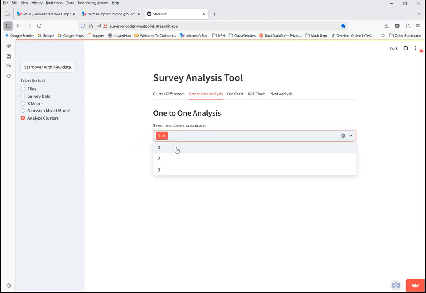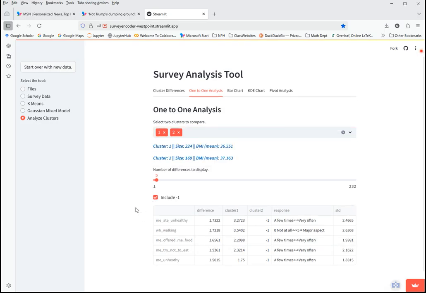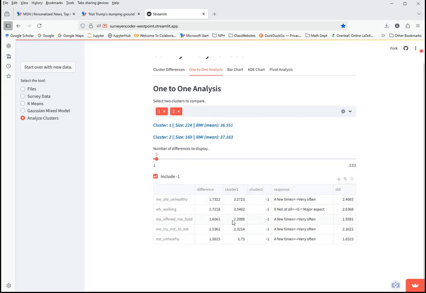What if you want to know the difference between 0 and 2? You could look at that and you could see a whole bunch of negative ones, right? So again, that's going to be pretty much the big difference between some of these clusters. But if you take out the -1, you can see the differences that don't include the questions that were not answered. Okay, I'm going to put them back in.